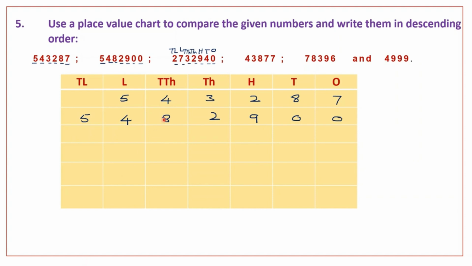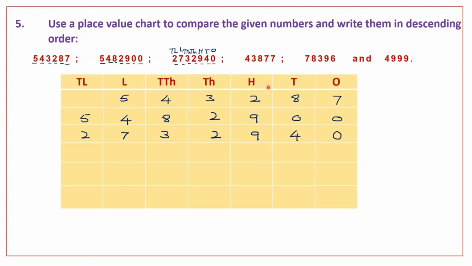Now third number, we already have 2 here in the 10 lakhs place. So in the 10 lakhs column, let's write 2 there. So put 2 there and continue with all the other digits: 7, 3, 2, 9, 4 and 0.